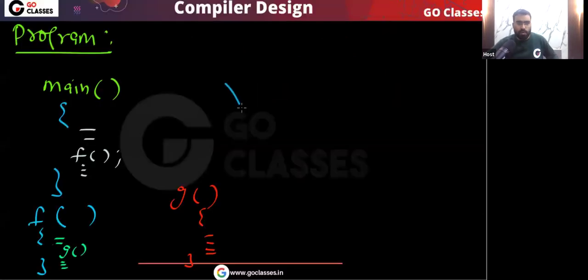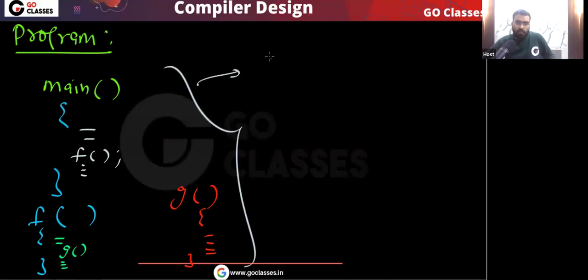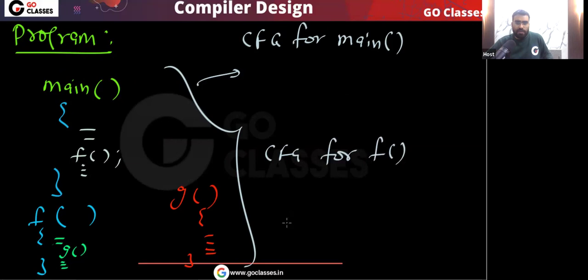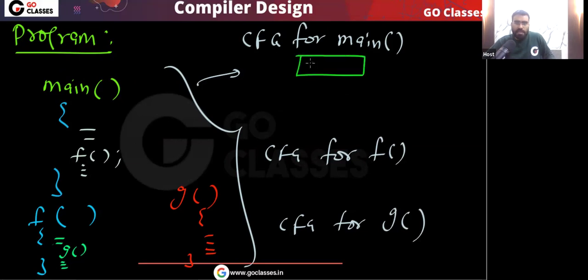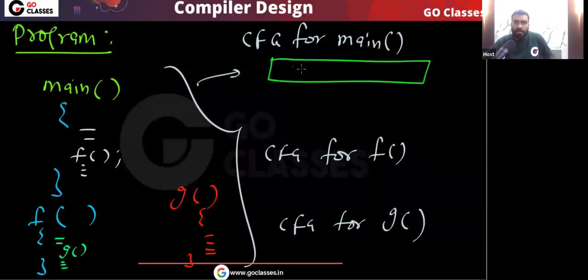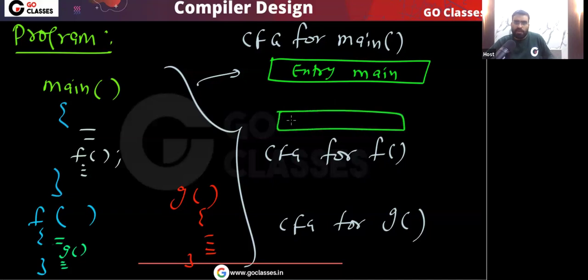So tell me, in this program, how many control flow graphs will be there? There will be a control flow graph for main, a control flow graph for this function f, and a control flow graph for this function g. Is this clear? So that is the reason we put an entry node here. This is the entry node of the main function, and there is an exit node of the main function.